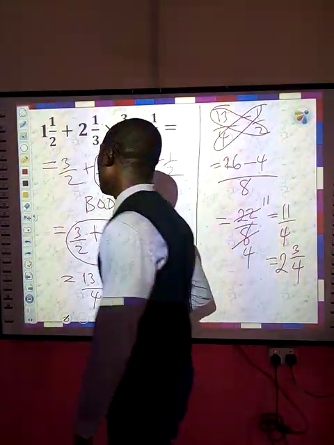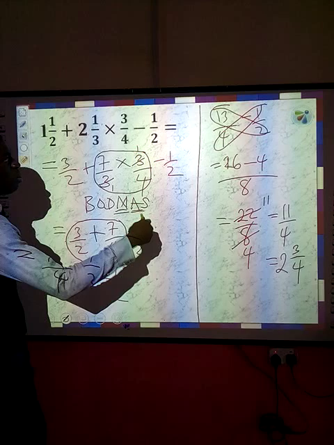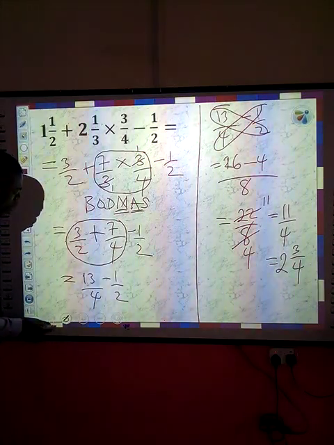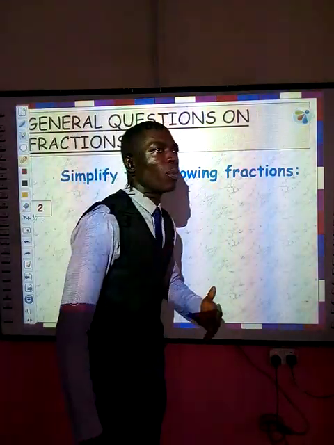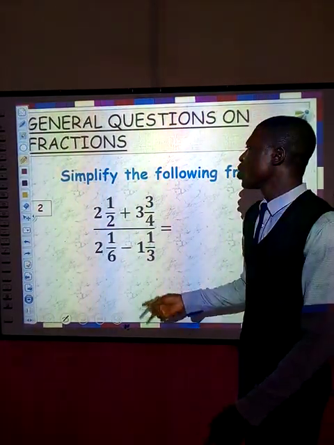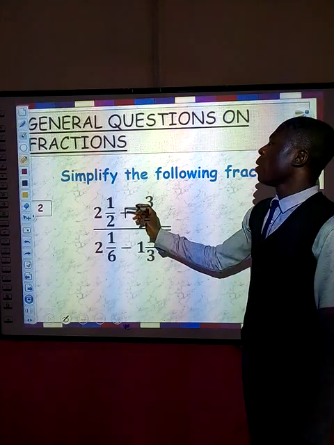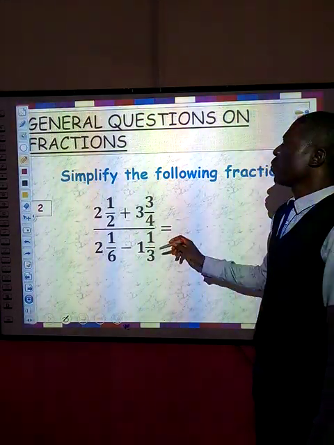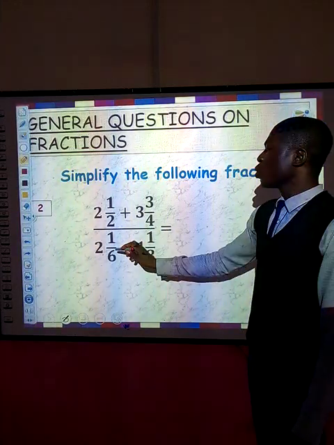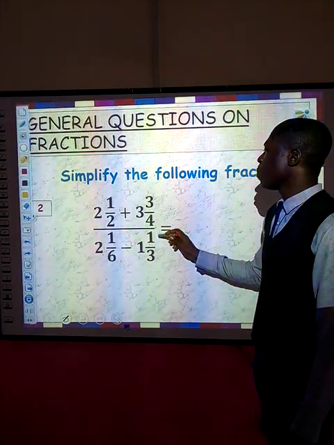Now I have another example on this same general question on fraction, and look at example 2. Example 2, we are told to simplify 2 whole number 1 over 2 plus 3 whole number 3 over 4, all over 2 whole number 1 over 6 minus 1 whole number 1 over 3.